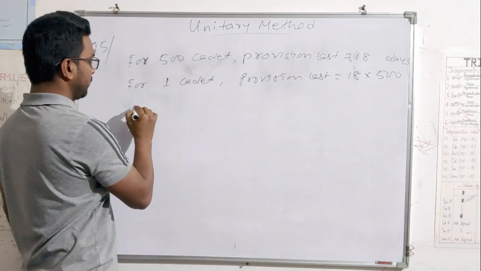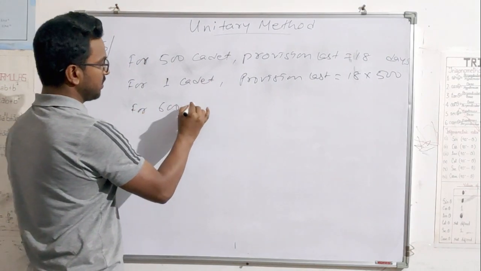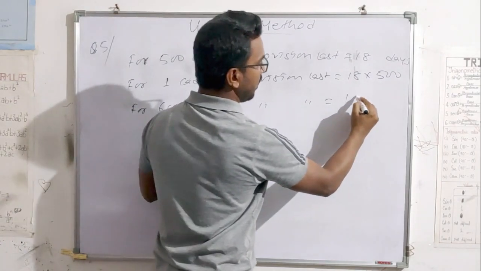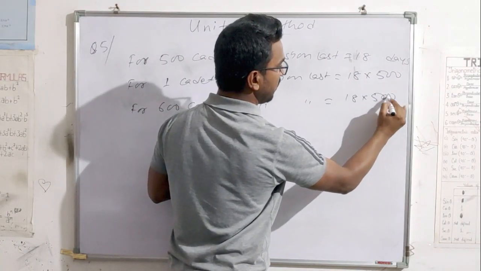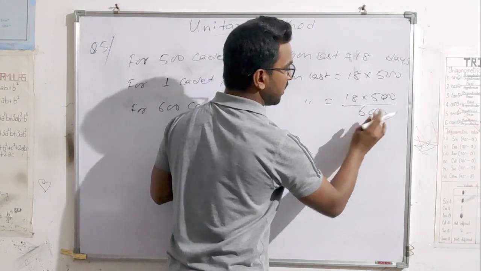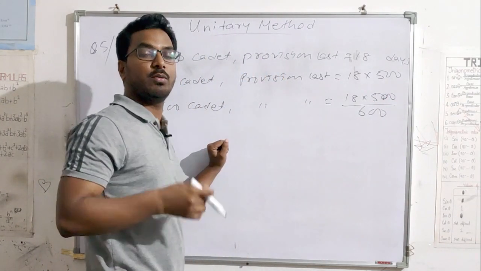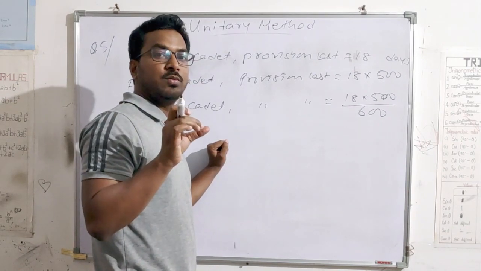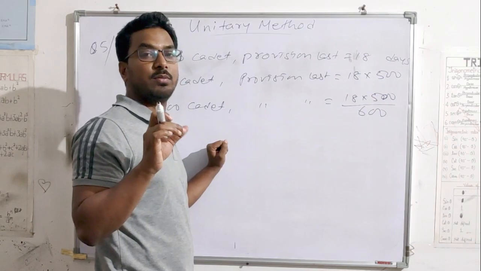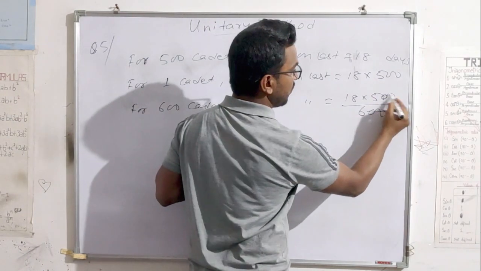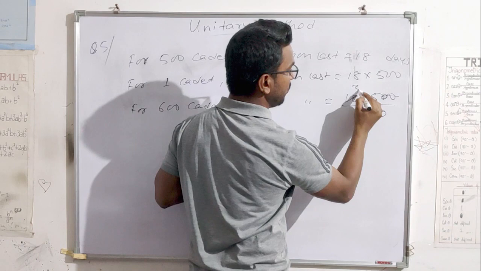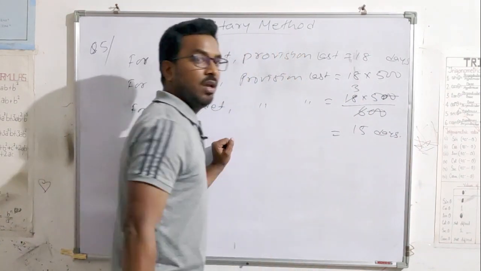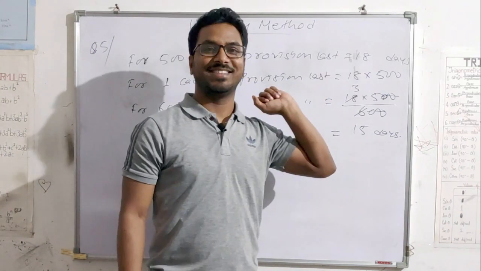This many days. So for 600 cadets, provision lasts equals to 18 into 500 divided by 600. Why 600? Because initially there were 500 cadets, 100 new cadets joined, so it will become 600. So zeros cancel. If you cancel it, it will be 3 fives are 15 days. So it will last for 15 days instead of 18 days.